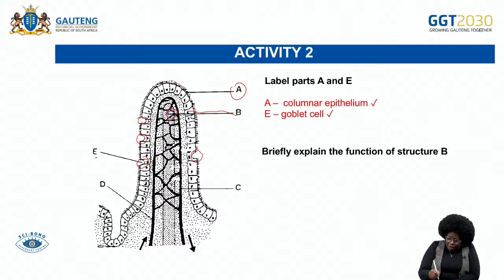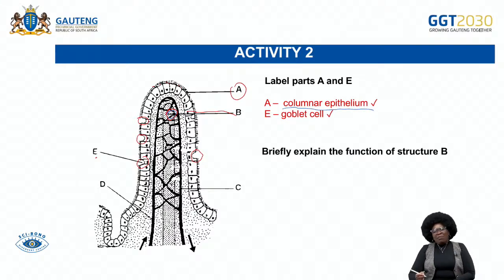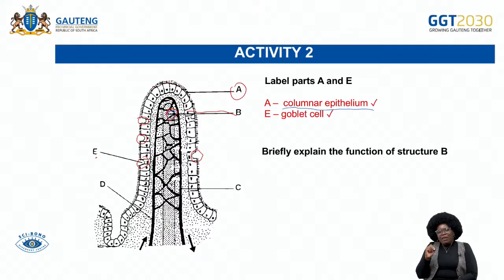A is our columnar epithelium. Can you tell us something about the suitability of these columnar epithelium cells? It's that single film. It's a single layer, which makes it not thick but thin for easy absorption. So it's columnar epithelium, that's A.